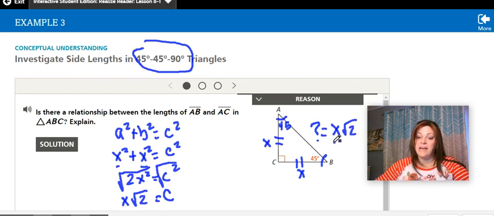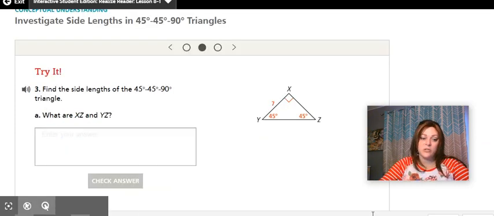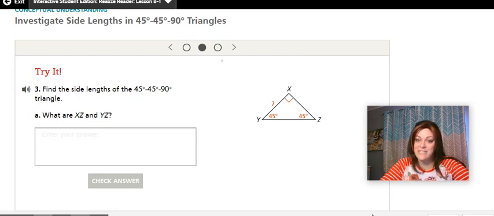And what will happen is the hypotenuse relationship on a 45, 45, 90 triangle, you'll always have the side length times the square root of 2. So think about what I just told you. If we knew that the side length of a 45, 45, 90 triangle, the hypotenuse equals side times the square root of 2.